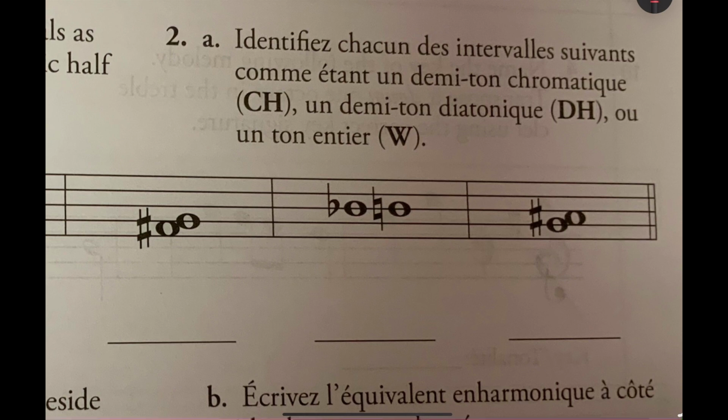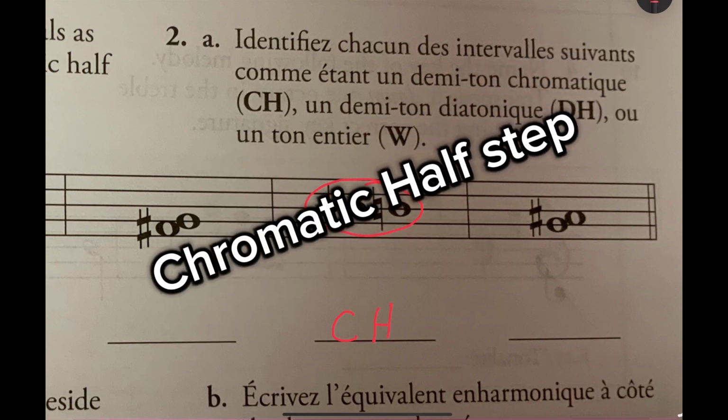So here, if it's on the same line and space, so this is D flat to D natural, it's a chromatic half step. That's all you do.